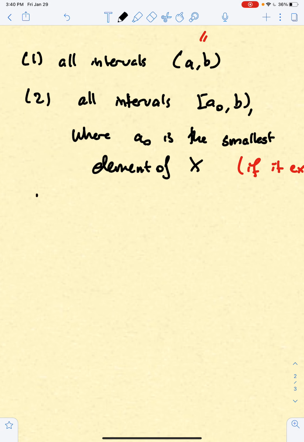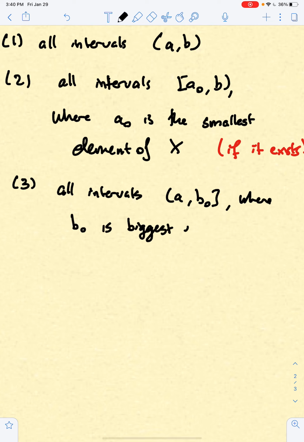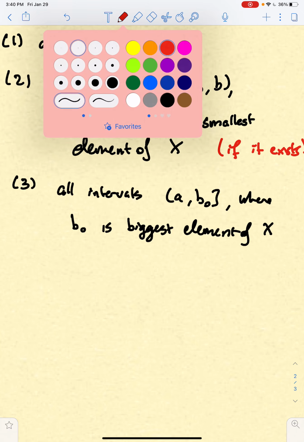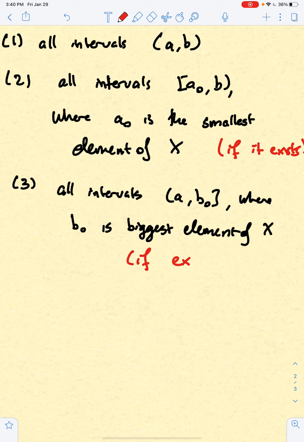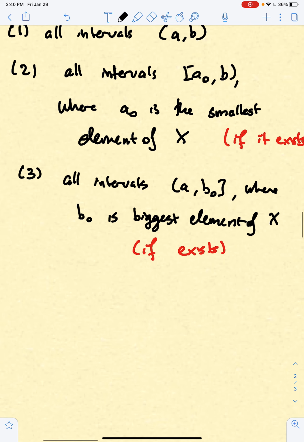Likewise, we can imagine that if there's a biggest element, I want all intervals that are closed on the right-hand side at that biggest element. So this would be (a, b_0], where b_0 is the biggest element of X, if it exists. And that's it.